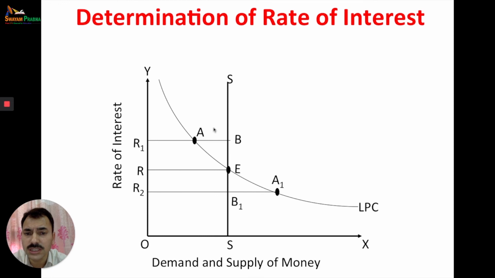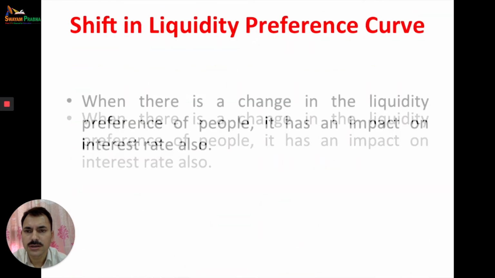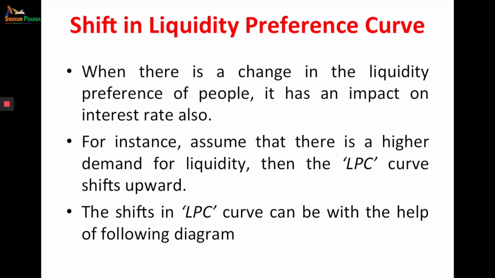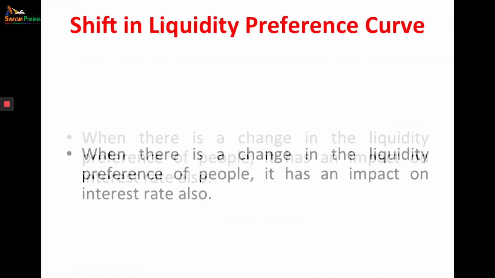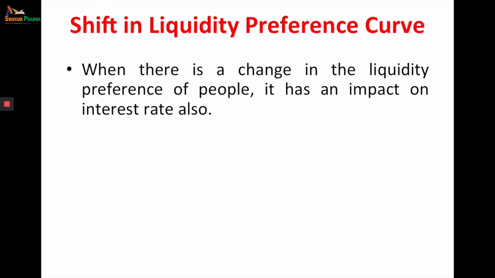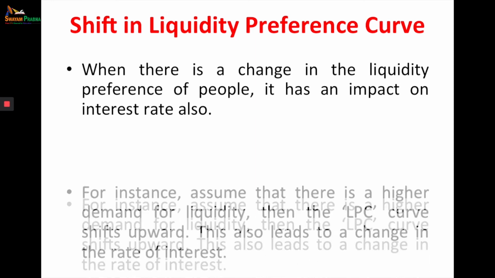And suppose the supply of money decreases from B to A, then the rate of interest will increase. And if the supply of money increases, then the rate of interest will fall. The increase and decrease of the money supply happens through various methods, quantitative and qualitative, which we'll discuss in other lectures. But when there's a change in the liquidity preference of the people, it also has an impact on the interest rate.